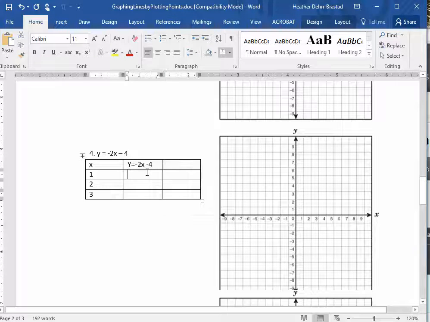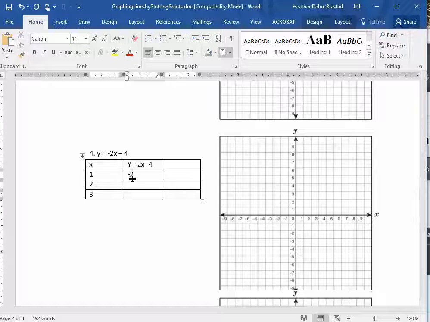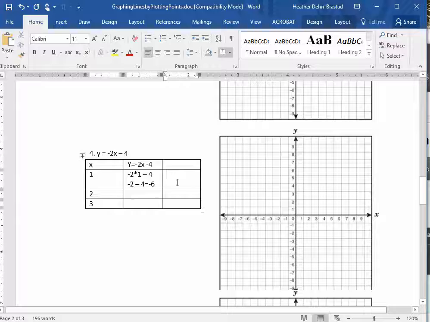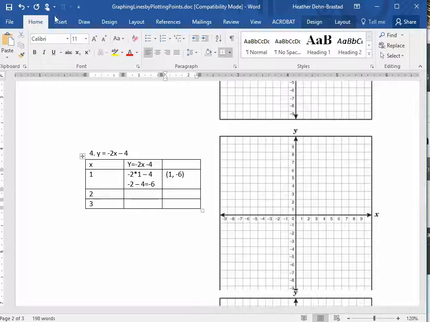Alright, so now I'm going to replace x with 1. So I have negative 2 times 1, and then I have to still go minus 4 after that. So that's going to be equal, negative 2 times 1 is negative 2 minus 4. Negative 2 minus 4, check it with your calculator, is negative 6. So the first point that I need to graph is going to be at 1, because that was my x-coordinate, and negative 6.